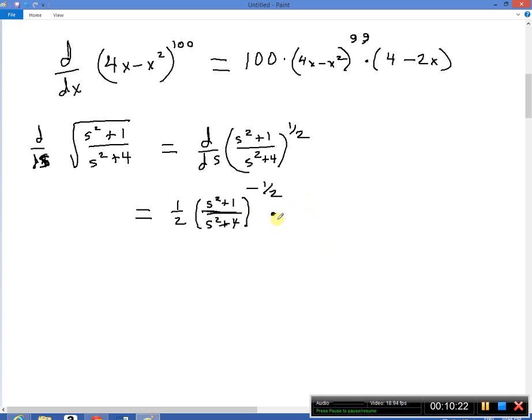The quotient rule says the denominator, the bottom, times the derivative of the numerator. So now I've got to take the derivative of s squared plus 1, but that's not hard. 2s. Minus the top part, whatever that is, s squared plus 1, times the derivative of the bottom, that's just 2s. And the whole thing is divided by the bottom squared.